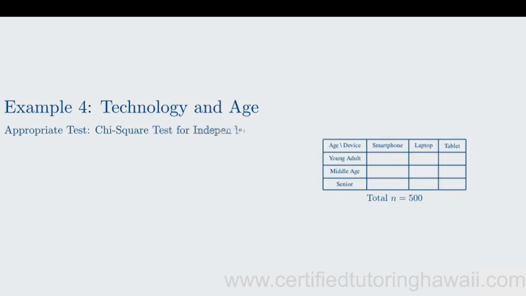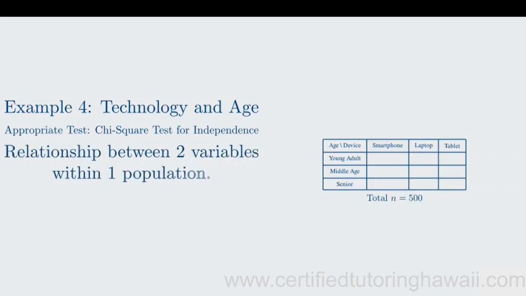First, identify the test. Even though we are looking at different groups of ages, the key is how the data was collected. The firm took a single random sample of 500 people and then categorized them. We use independence because we are looking for a relationship between two variables, age and device, within one population. If they had sampled 100 young adults, 100 middle-aged people, and 100 seniors separately, it would have been homogeneity. Do you see the subtle difference?